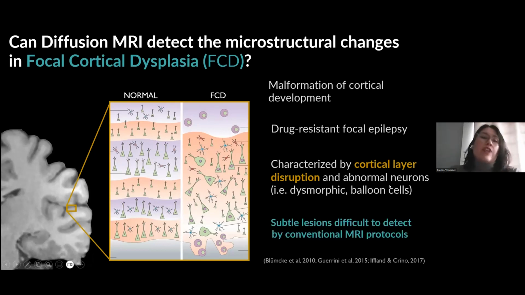However, one of the biggest challenges of FCD is that in many cases, these lesions are difficult to detect by conventional MRI, which normally targets the microstructure and can reveal where the lesion is located in the brain. So surgical resection for these patients is not available. So that's why we're trying to figure out new ways to make these lesions more visible.